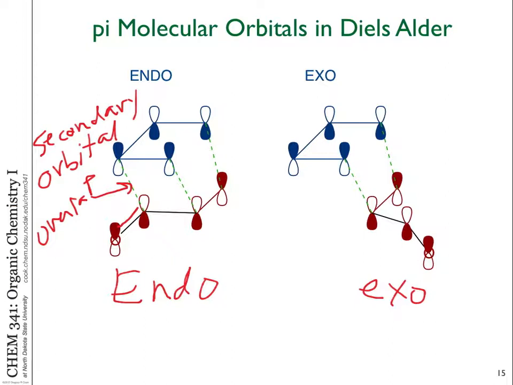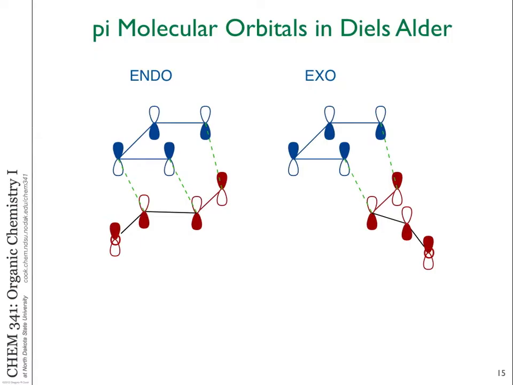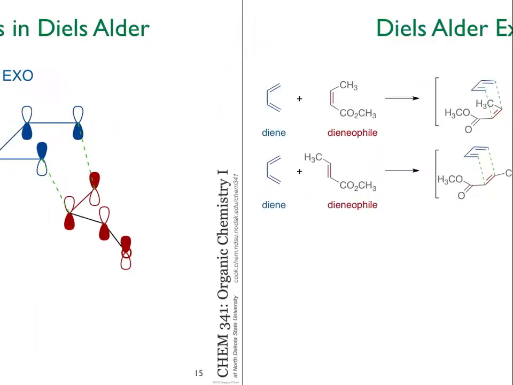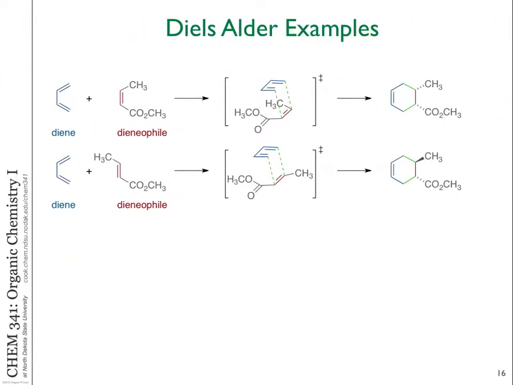Anything that has this additional pi bond or double bond character, either CO, CN, even a CC bond, that can all help in this reaction. Okay? So endo, again, preferred with electron withdrawing groups that has a pi bond. Here are some other examples.